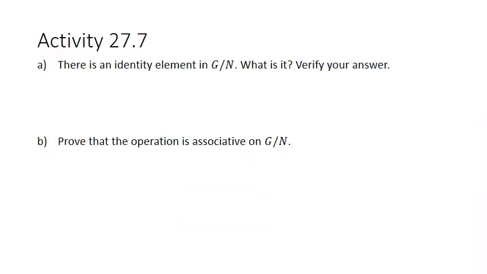Okay, so let's go over this activity. There is an identity element in G mod n, and what is it? Verify your answer. Okay, so basically we're looking for the following.